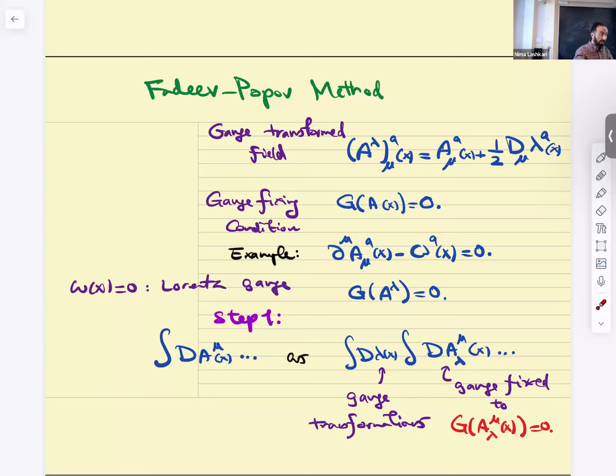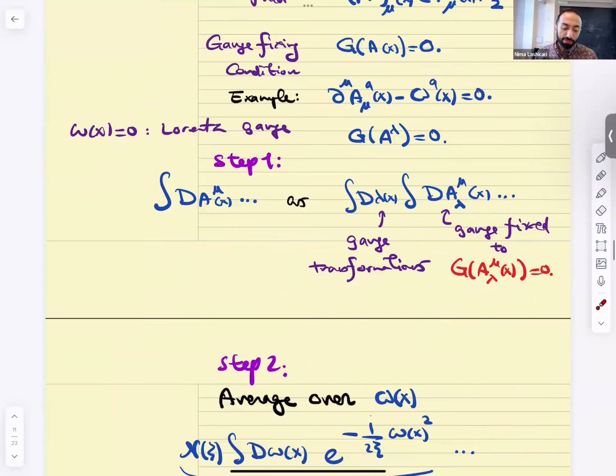Logically, it makes sense. I haven't done it yet, right? We'll see that it will involve some path integral functional manipulations that we'll learn about in QFT1. So we do that first.